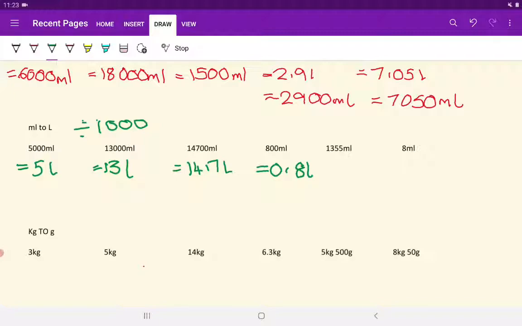Then the next one, 1,355 millilitres. Well, that's going to be 1.355 litres. And the last one, 8 millilitres is tiny. When we divide that by 1,000, we're actually going to get 0.008 litres. Okay.